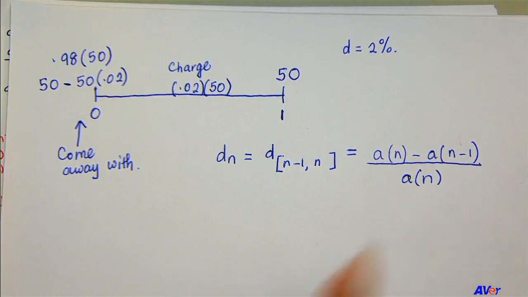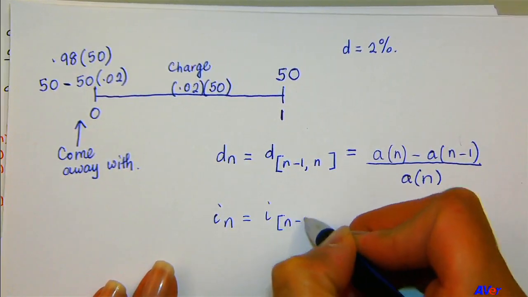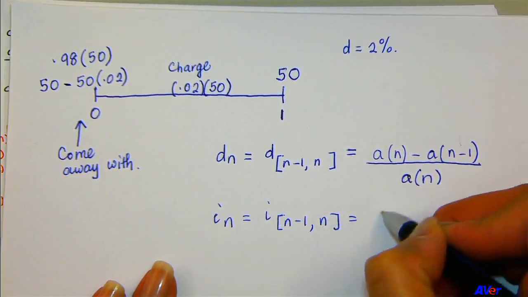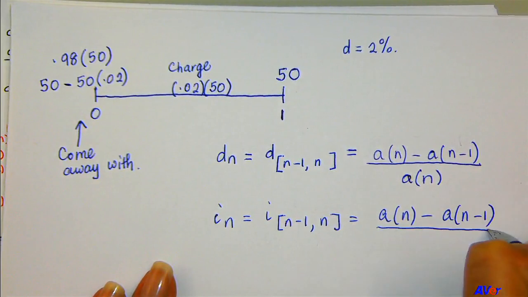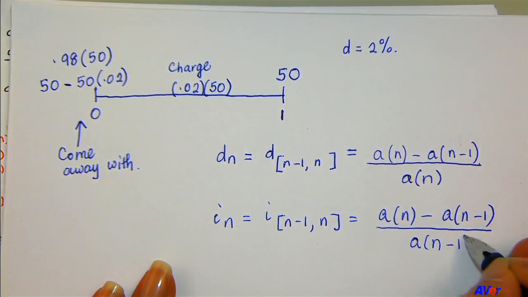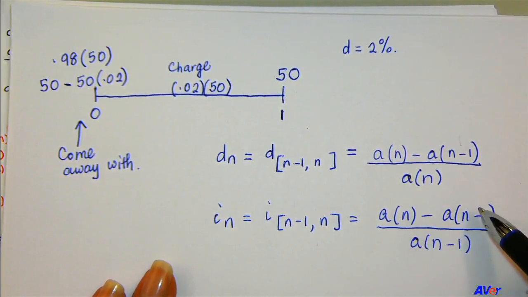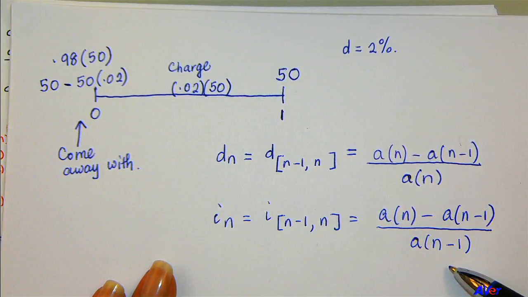That's the difference between in and dn, right? In, on the other hand, which was in minus 1 comma n, was equal to a of n minus a of n minus 1 divided by what? A of n minus 1. Right, a of n minus 1. So this is the amount of interest on the top divided by either the final amount in case of discount rate or the initial amount in case of interest rate. You see the difference, right?